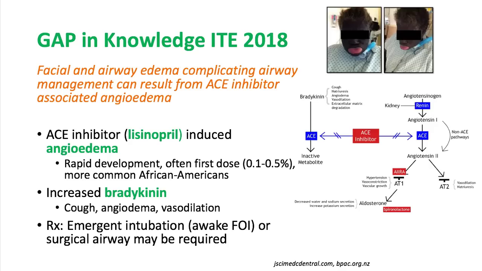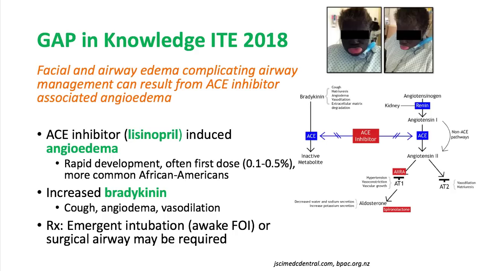The picture at the top right shows an African American who got an ACE inhibitor and very shortly thereafter developed tongue edema, airway edema likely, and these patients need to have airway management quickly, often in an emergent situation, often a wake fiber optic or even a surgical airway may be required, because what has happened is the ACE inhibitor not only is inhibiting the breakdown of angiotensin 1 to angiotensin 2, but it's also inhibiting the breakdown of bradykinin.